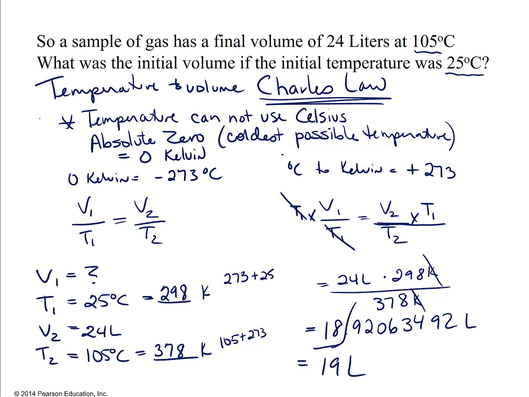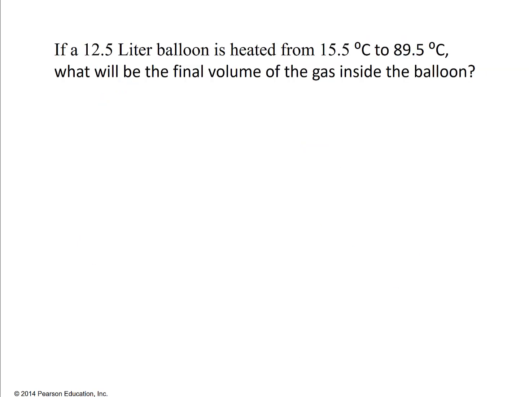And then set up, so you write down your formula, write down what each unit is, and figure out what your unknown is. You'll always have 3 out of the 4. So it's really just figuring out which one you don't know, and then plugging in the rest of them. Then solve for the one you don't know, and then double check your significant figures in your answer. Okay, so I'll let you do this one.